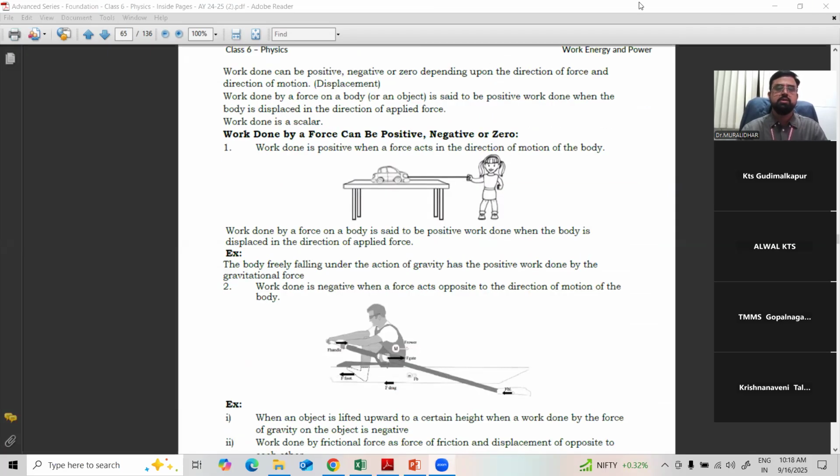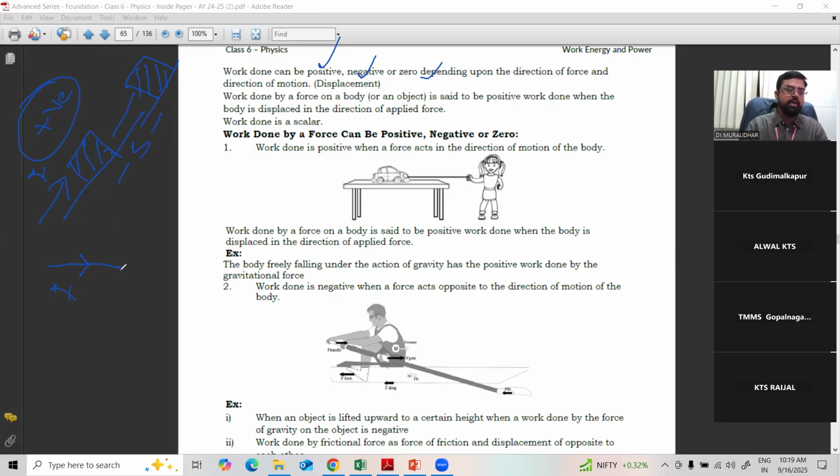Okay. So next, work can be positive, negative or zero, depending upon the direction of force and direction of motion. Suppose force is applied in one direction, say this is the body, we are applying force here, and this is F, and the body is displacing in the same direction, moving a distance of S. Then you can say this is positive work.